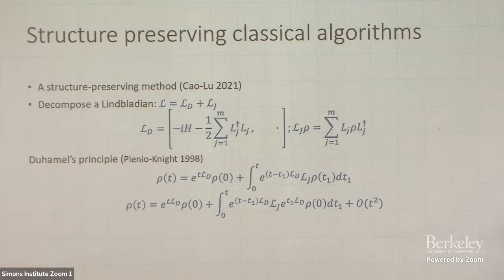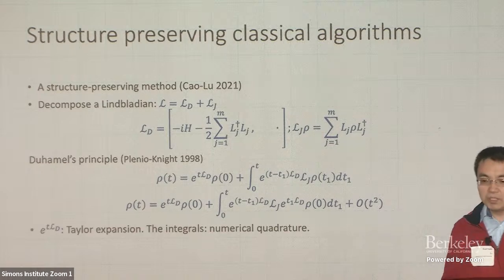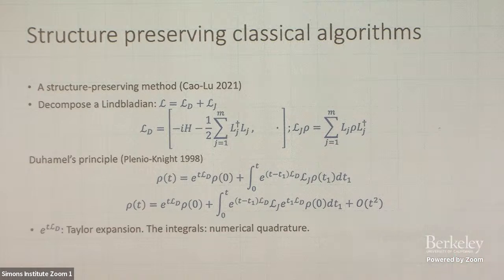Now, if you want to get to arbitrary order of accuracy, you can keep on doing this. I'm going to show you that formula in a few slides. To actually implement this without destroying the Kraus form, you need to approximate this matrix exponential. For example, you can use Taylor approximations, and you need to approximate this integral. For example, you can use numerical quadrature.